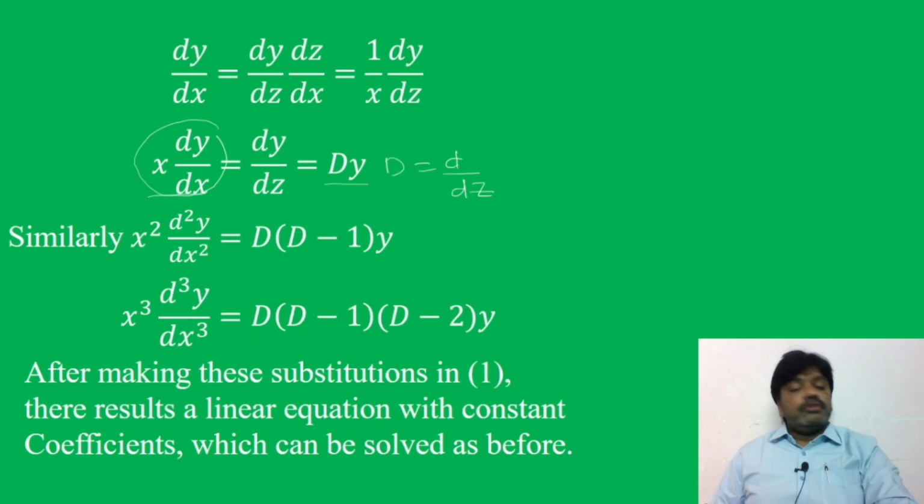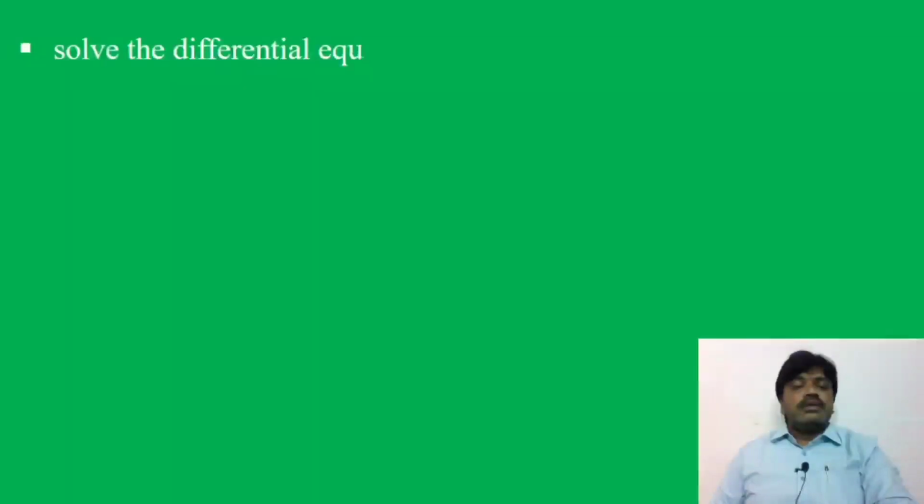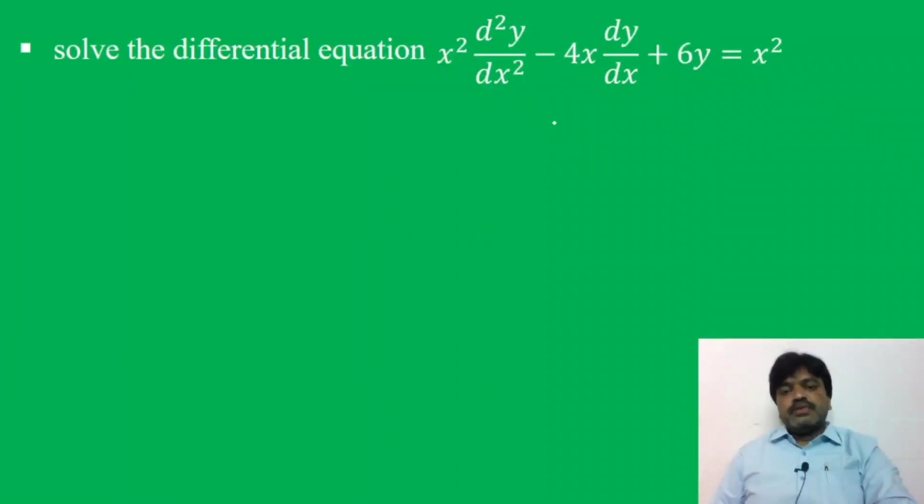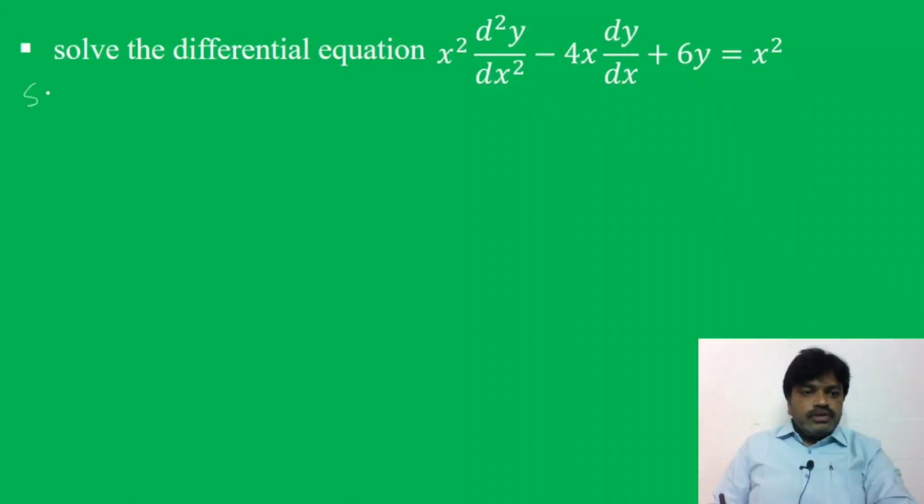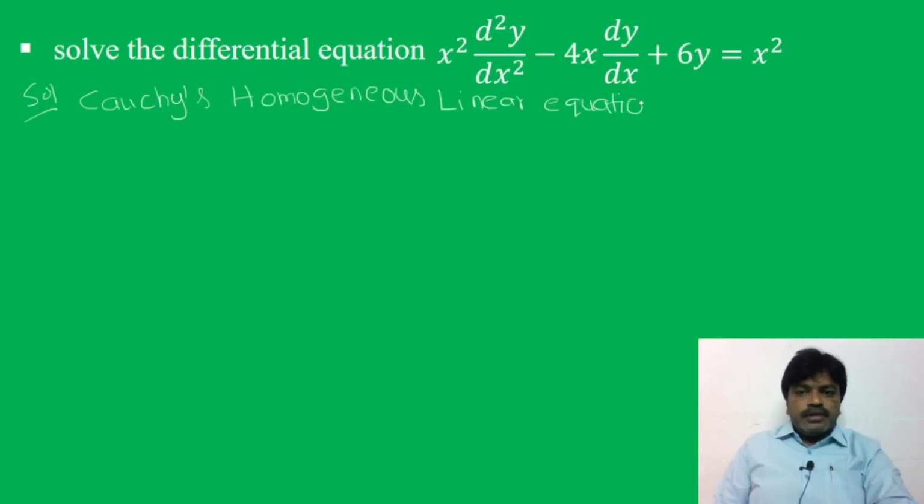Okay, let us see the problem, friends. Solve the differential equation x square d square y by dx square minus 4x dy by dx plus 6y, that is equal to x square. Okay, friends, if you observe x square d square y by dx square, x dy by dx. So, solution: this is exactly Cauchy's homogeneous linear equation. Okay, it is Cauchy's homogeneous linear equation.